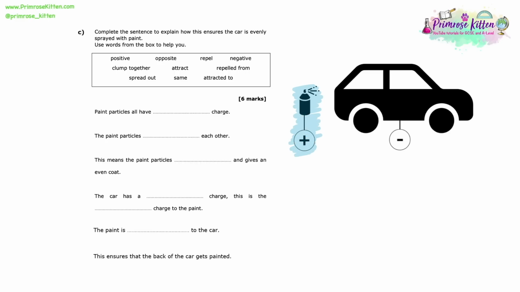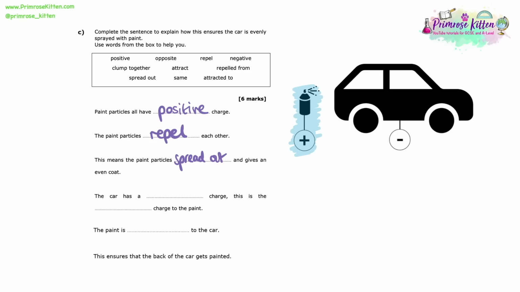So it starts, paint particles all have... and if you look at the diagram here, you can see it's connected to a positive electrode. As a result, we can say that paint particles all have a positive charge. Now, because they're all going to have a positive charge, and we should know that like charges repel, the paint particles will repel each other. This means the paint particles... and gives an even coat. Well, as they're all repelling each other, they're going to spread out, and that's what gives it that even coat.